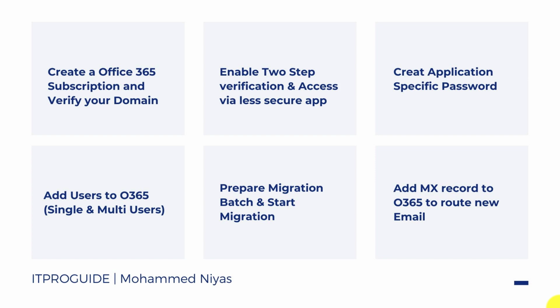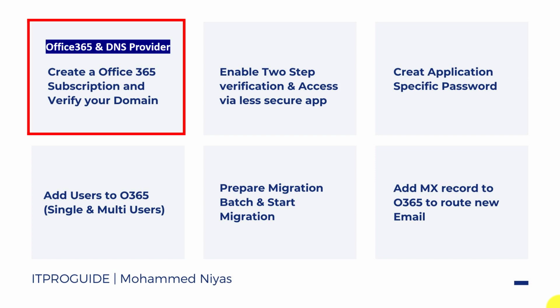Then in the fifth step, we're going to prepare for the migration with the batch, and we will see how to migrate it. Then finally, we're going to switch the MX record to Office 365 to route email to Office 365 from Gsuite. So let us start our migration.